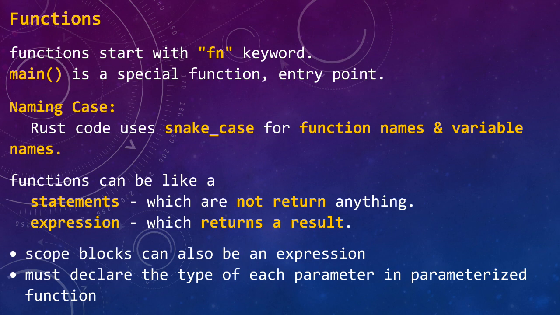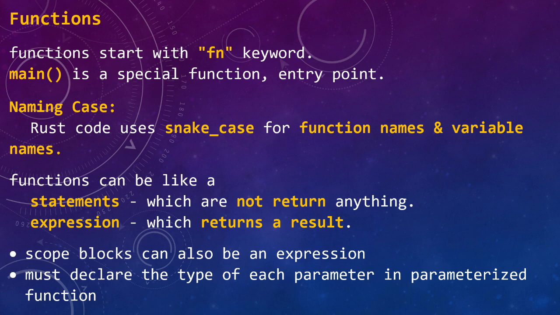Functions in Rust start with the fn keyword, and the main function is a special function that is the entry point of a project or program. Rust uses snake case for its naming conventions. Functions can be statements or expressions. Statements do not return anything, whereas expressions return a result.